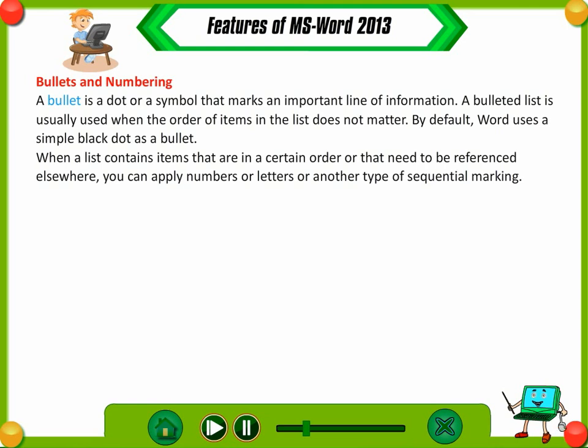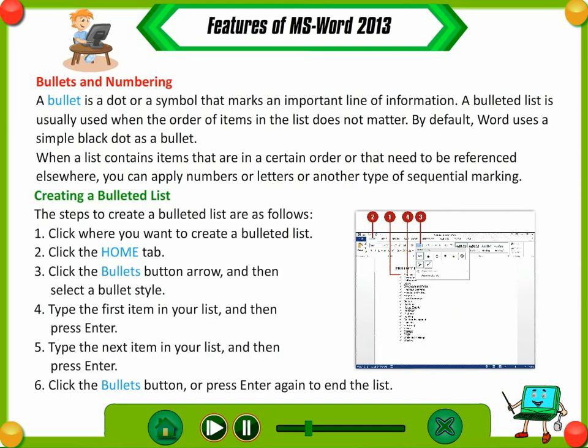When a list contains items that are in a certain order or that need to be referenced elsewhere, you can apply numbers or letters or another type of sequential marking. Creating a bulleted list. The steps to create a bulleted list are as follows.